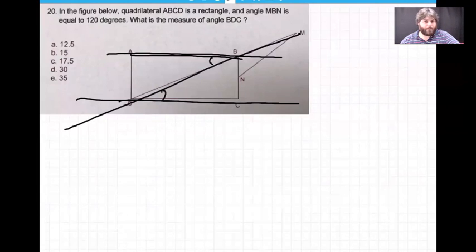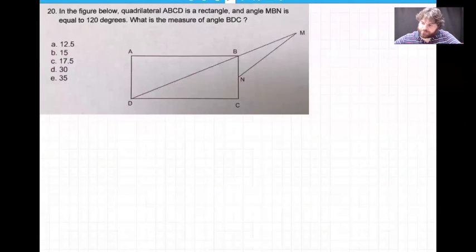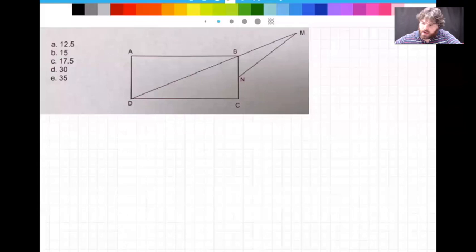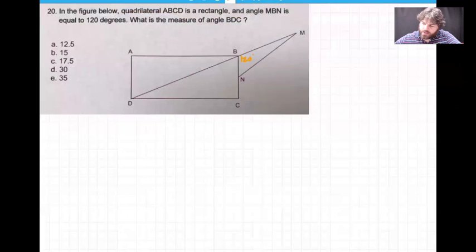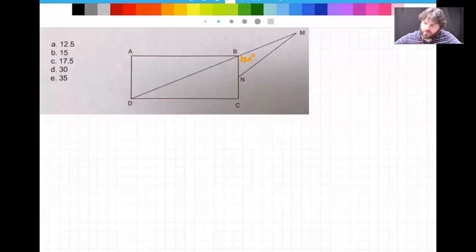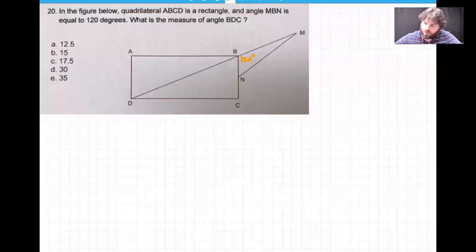All right, MBN is 120. So MBN, that angle, I'm actually going to erase some of this stuff here. This angle right here is 120 degrees. Since this forms a straight line with this angle, I'm going to use a different color, this darker orange angle, that means it has to be 60, because it forms a straight line. That's a linear pair right there.